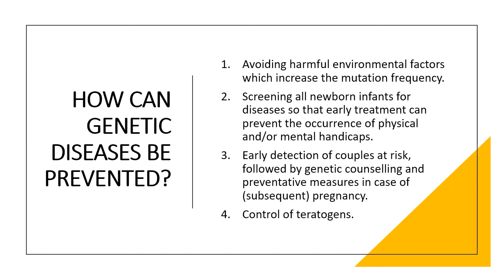I will talk about how genetic disease can be prevented. The first one is avoiding harmful environmental factors which increase the mutation frequency. We must avoid radiation exposure, especially during the reproductive period. Radiation exposures of humans are traditionally expressed as expected increases in the frequency of genetic diseases.